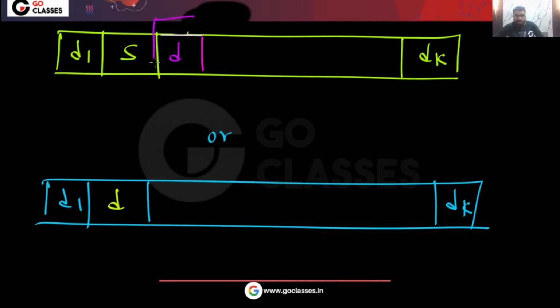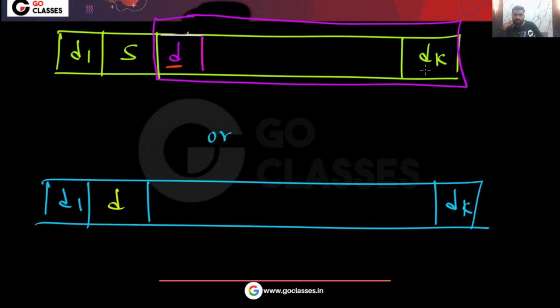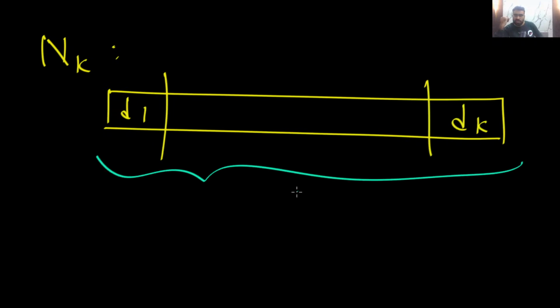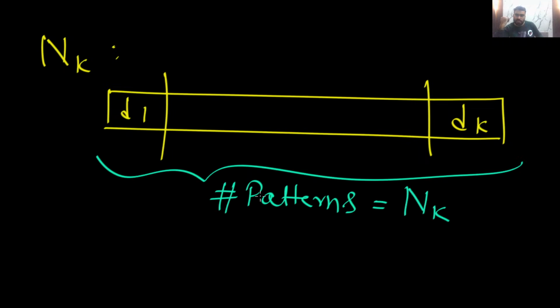Now look at this. Tell me, how many of these patterns are there which start with a digit and end with a digit? Please notice. What was your nk? Focus on your nk. nk was the patterns of length k starting with a digit and ending with a digit. Yes or no? The number of this type of patterns is your nk. Is this clear?